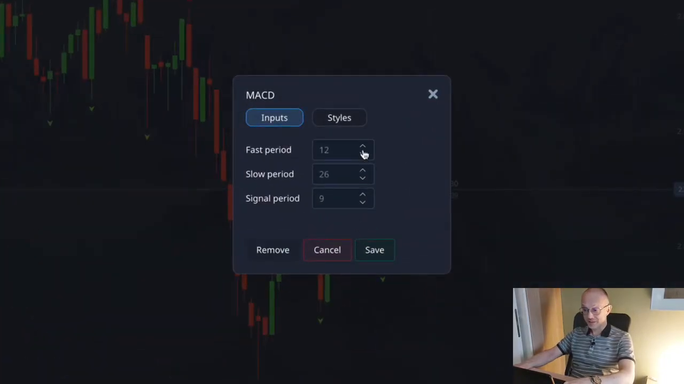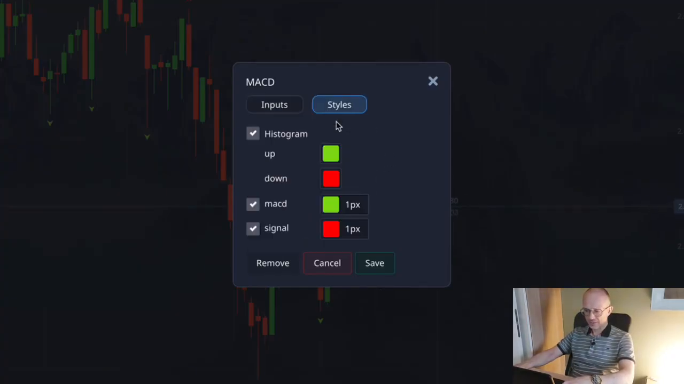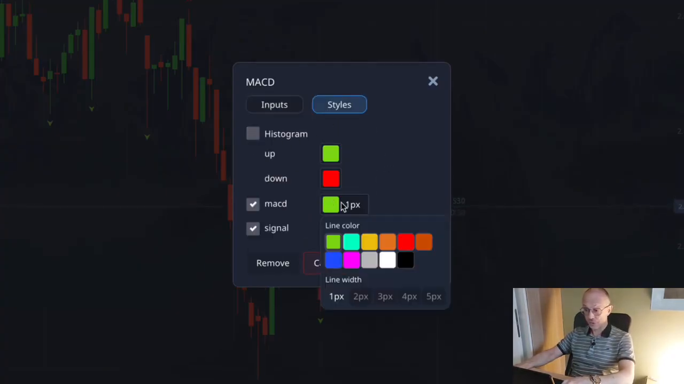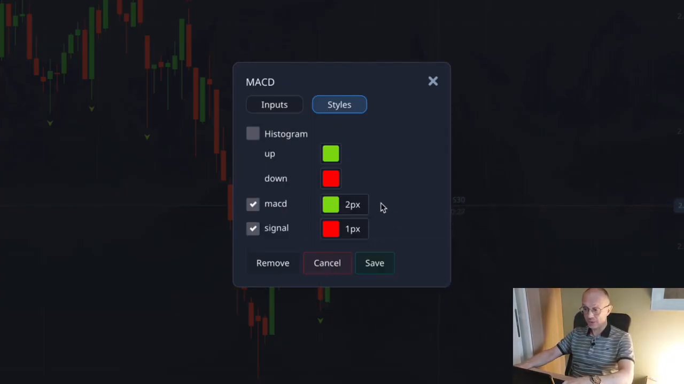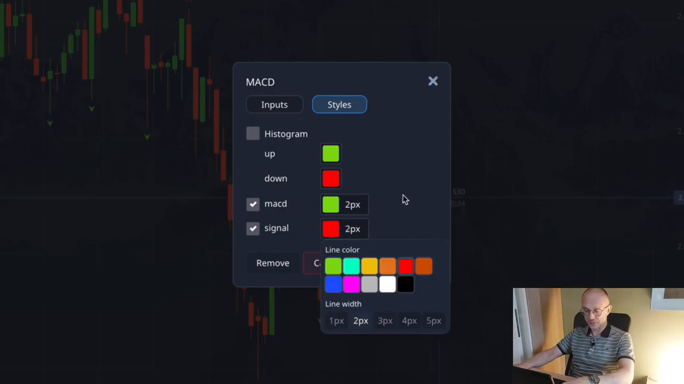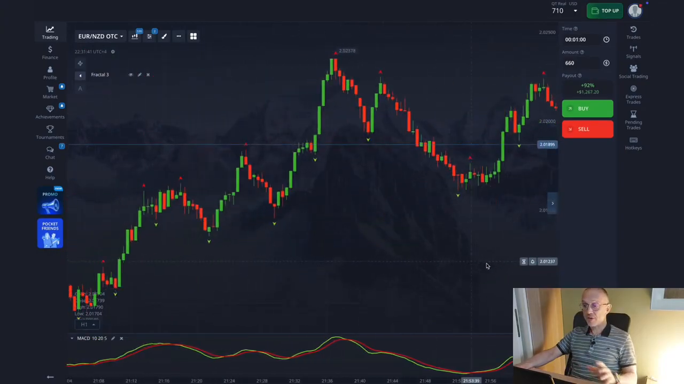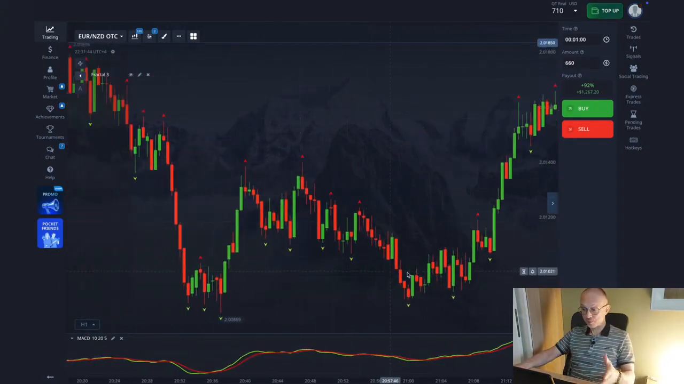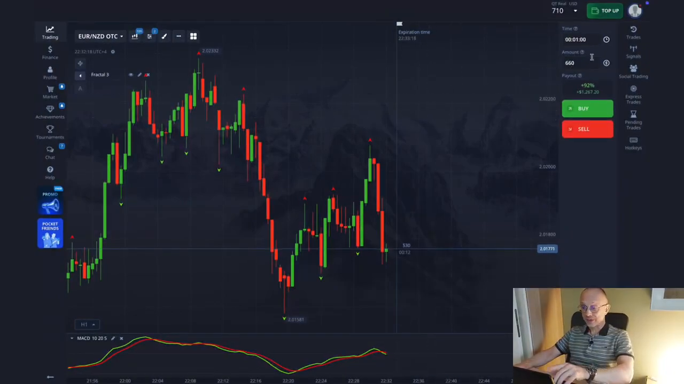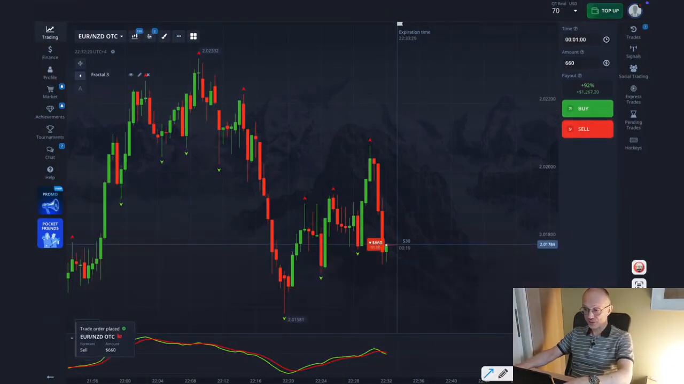Let's configure the MACD next. Let's set the fast period to 10. Set the slow period to 20. Set the signal period to 5. Let's go to the Style tab, turn off the histogram. Set the width of the MACD and signal lines to 2. And save. So the indicators are ready to go, and if you are trading on your phone, set it up the same way. I'm starting with a clear movement on the chart. Expiration is 1 minute, and I'm opening a short trade for $660.